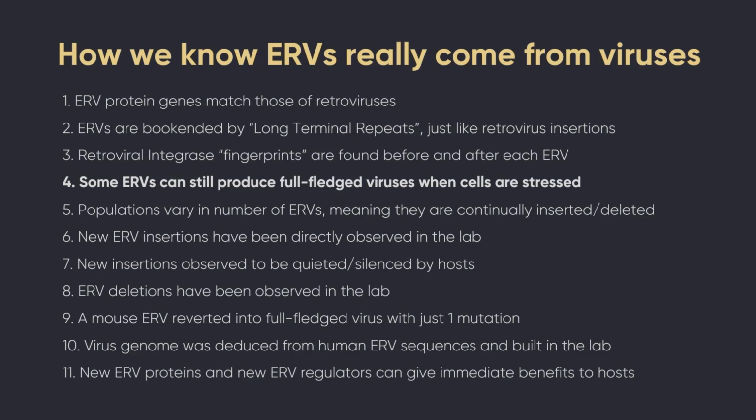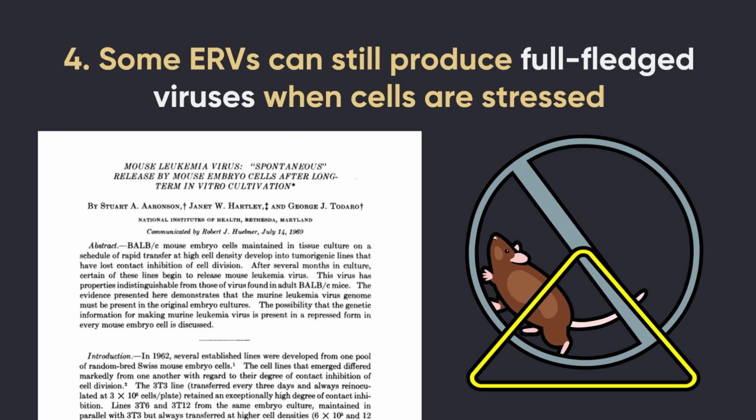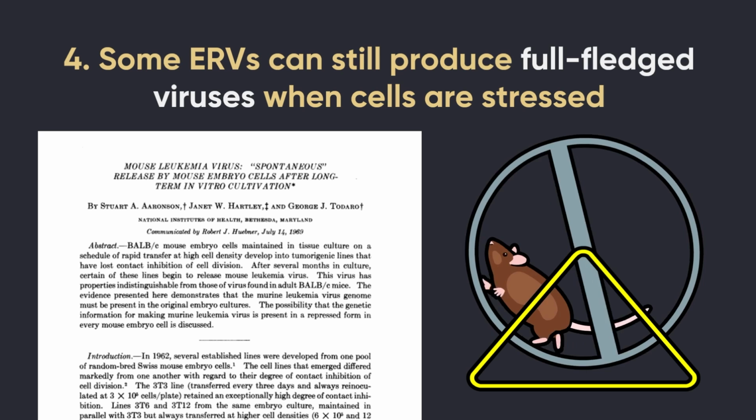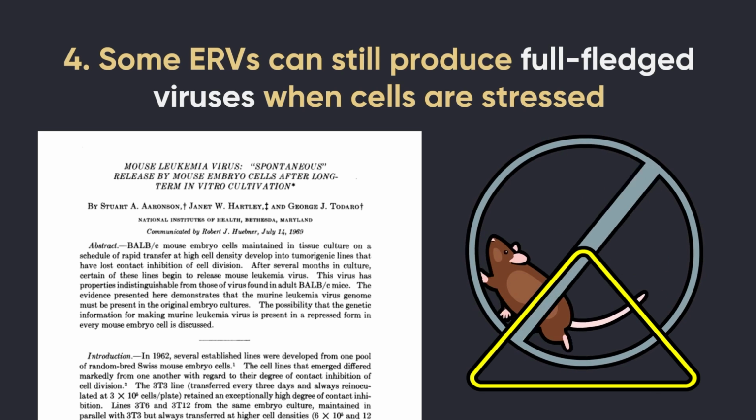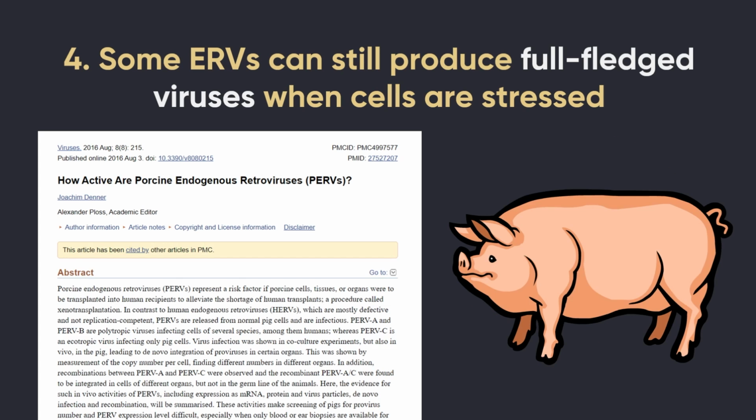So, number 4, some ERVs can still produce full-fledged viruses when cells are stressed. So this is an obvious indication that ERVs really did come from viruses. This is a study on mice. In this paper, they witness a retrovirus get turned back on and start producing viral particles. In pigs as well, they've got some that will produce viral particles.